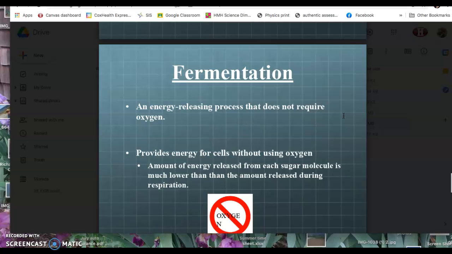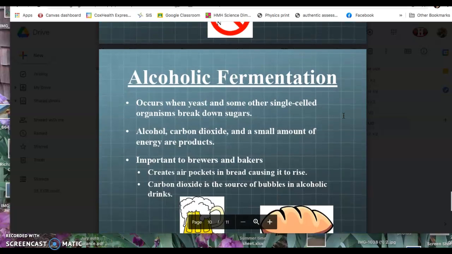I'm going to take a minute and talk to you about fermentation. This is an energy releasing process that doesn't require oxygen. It provides energy for your cells without using oxygen. This would be a time when maybe you're doing a quick sprint or you're just needing some quick energy. This would happen, and the sugar molecule would be broken down, and you would use it for energy. And then later, your muscles will be aching. That's when you've used fermentation.